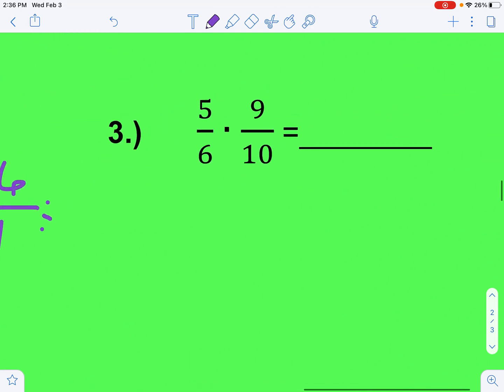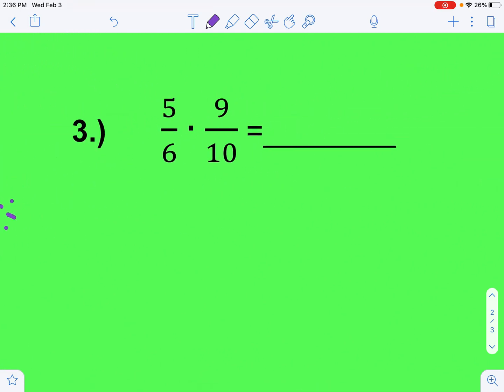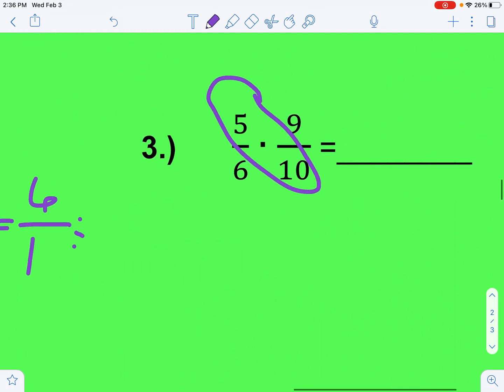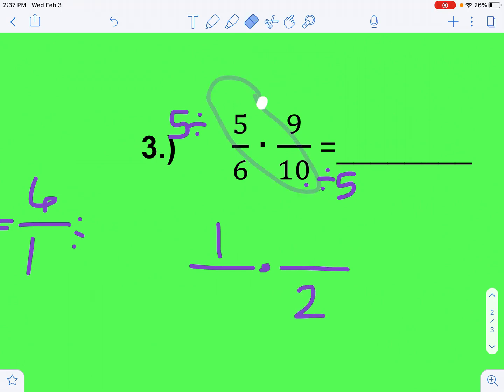Alright, moving on to number 3. This time we have 5/6 times 9/10. We can simplify this beforehand. Let's look at our 5 and our 10. We just did a 5 and a 10. We can divide both of those numbers by 5. And then let's rewrite our fractions. So 5 divided by 5 is 1. 10 divided by 5 is 2.